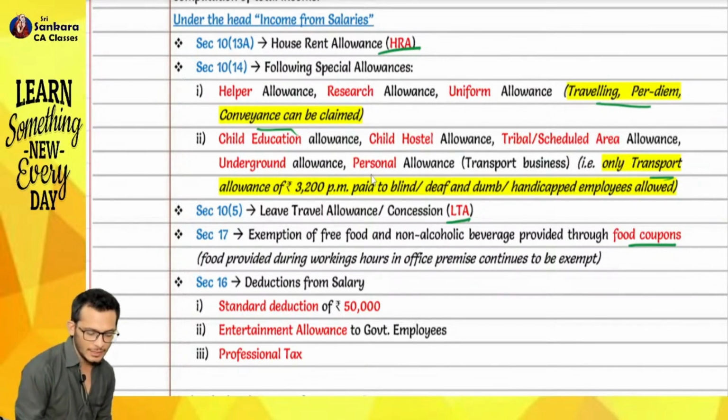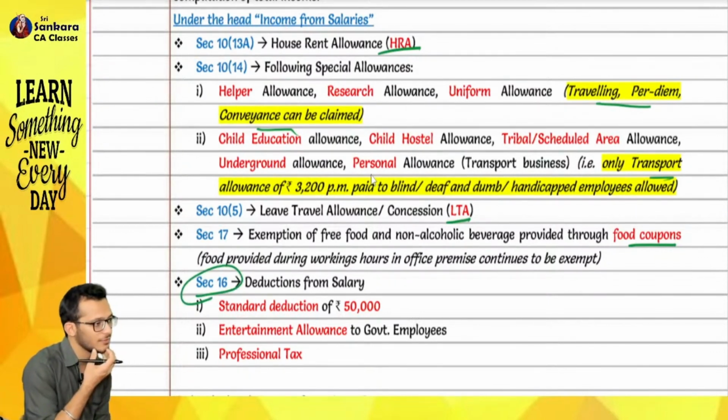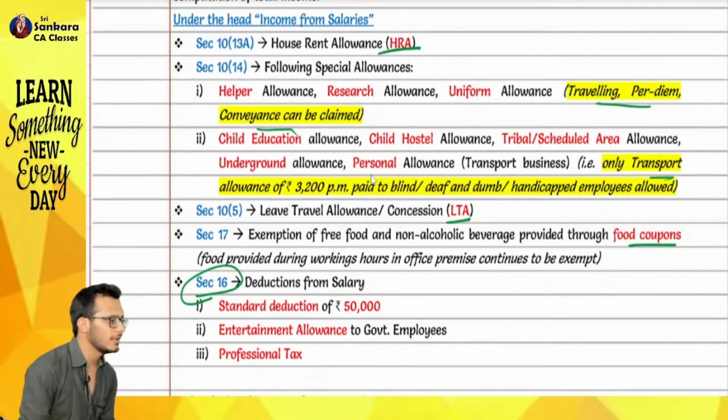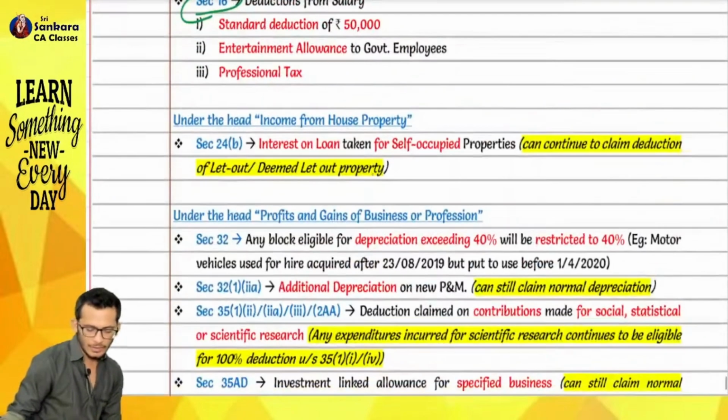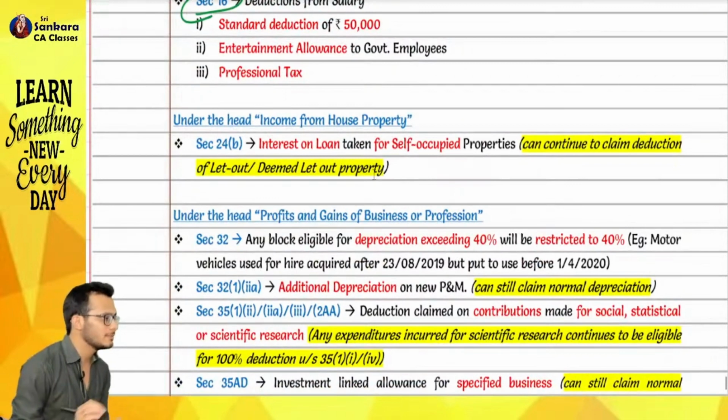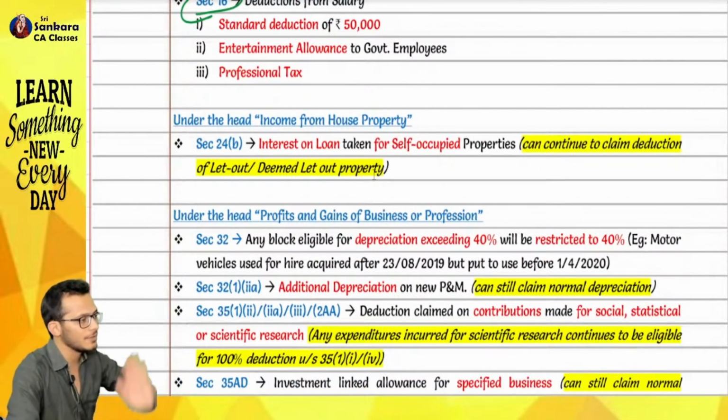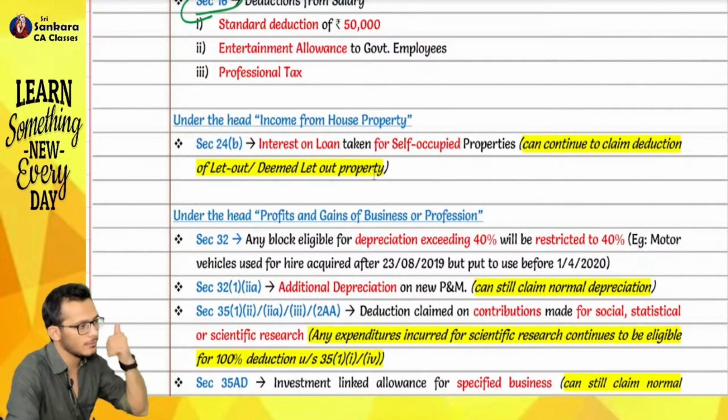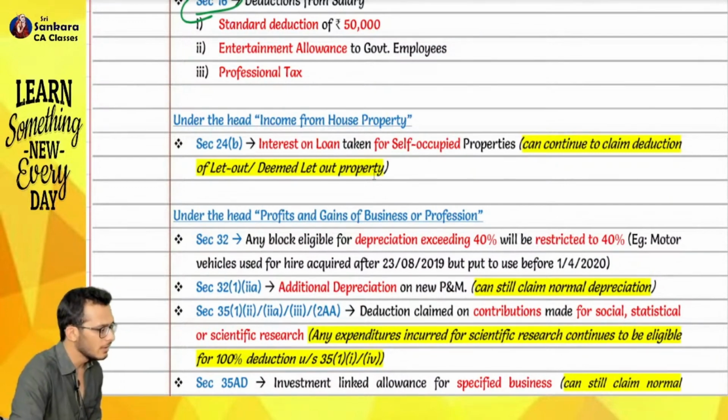Then any kind of chapter 6, section 16 deductions, the 50,000 standard deduction, professional tax, entertainment allowance, are all ignored. Then in HP, everything remains the same except for SOP. SOP will now become fully zero.